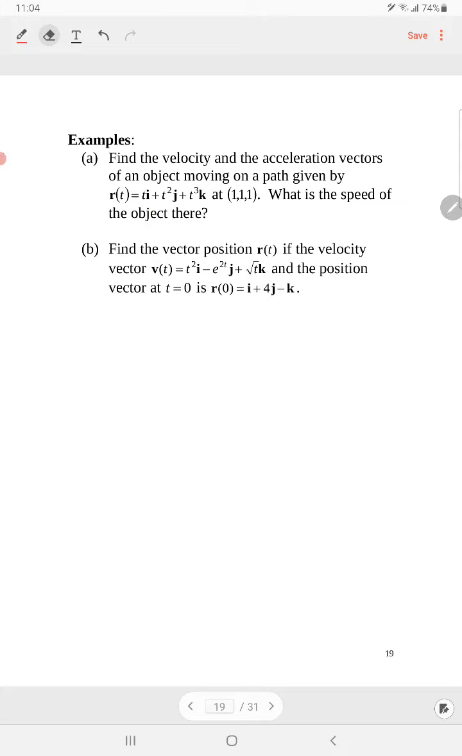vector valued function or the curve. Okay, let me see here, we need more room, I guess. Okay, maybe I can continue here. Right, for example A.